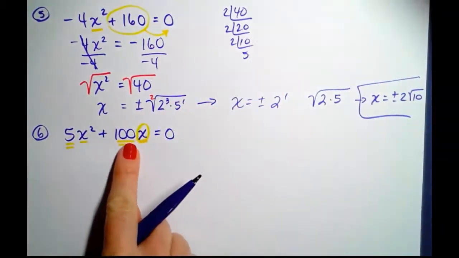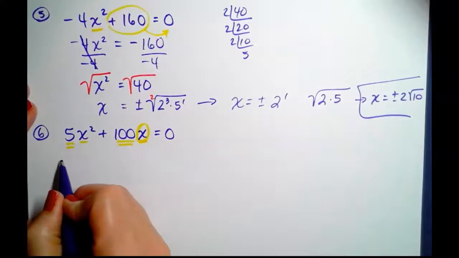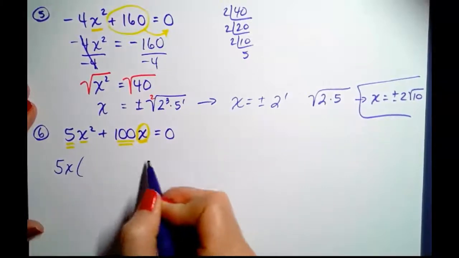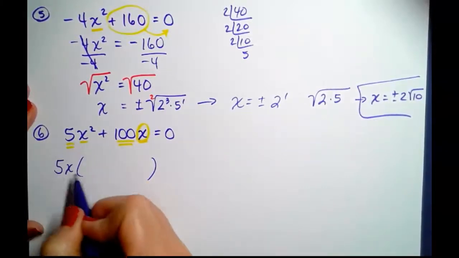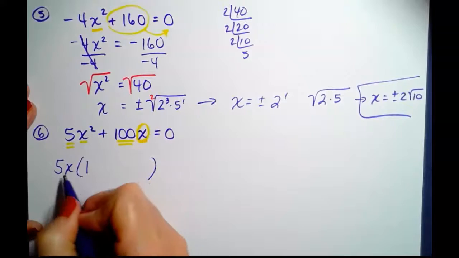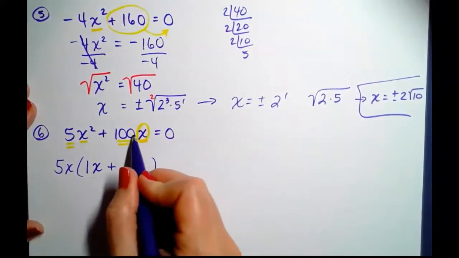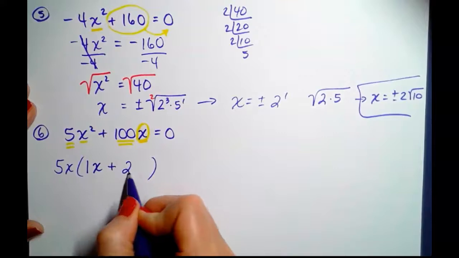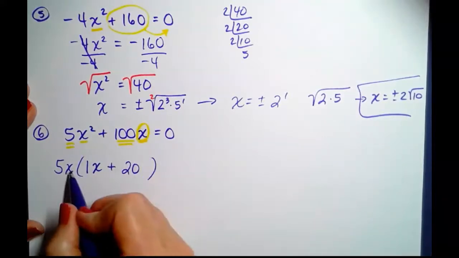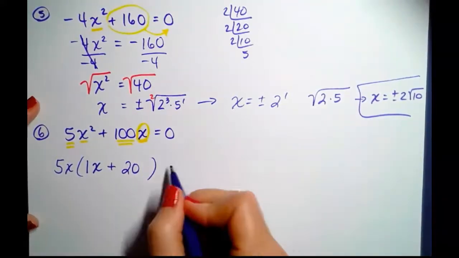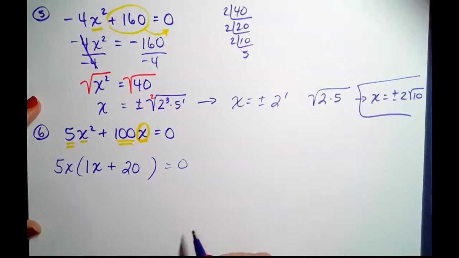This second term having an x to the first power basically tells me, no, I cannot solve this with the square root property. So if I bring out the 5x, 5 divided by 5 is 1, x squared divided by x is x, 100 divided by 5 is 20, x divided by x is 1, so it cancels. So I get two very simple factors here.